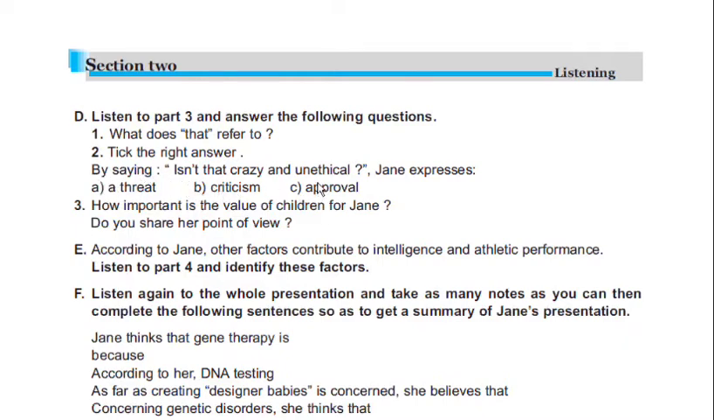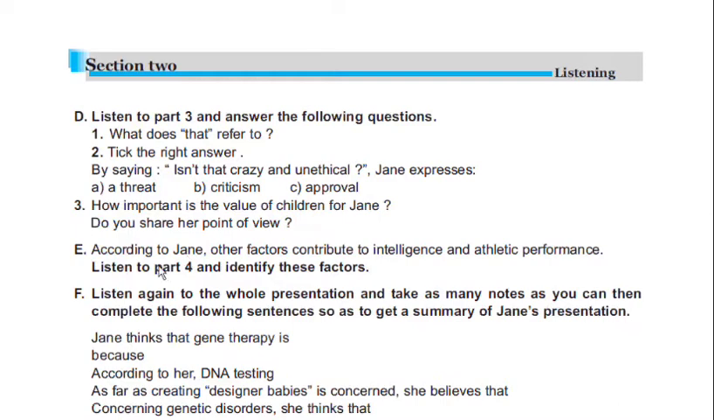Jane here expresses, is it a threat? A threat is when you tell someone, for example, I'll beat you up, I'll kill you. So that's a threat. Or does it express criticism, when you criticize someone by telling him about the negative aspects he or she has, or about the bad things about his project or what he does? So that's to criticize. Approval is when you accept a thing. So it is clear that Jane expresses criticism here.